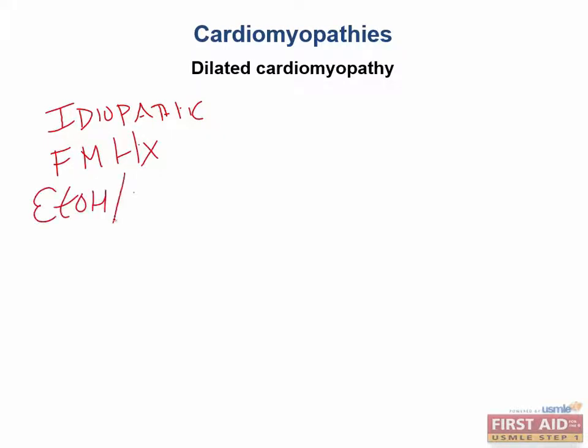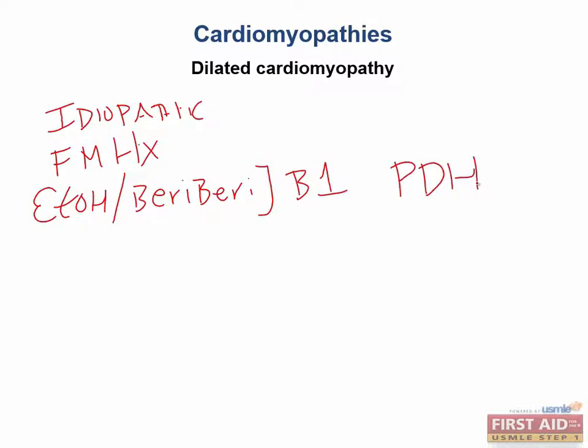Alcohol and wet beriberi both deprive the myocytes' mitochondria of vitamin B1, thiamine. We know this is crucial as a cofactor in the function of pyruvate dehydrogenase. Without thiamine or B1, you cannot make sufficient ATP because pyruvate dehydrogenase is not functioning. Without enough ATP to keep the myocytes contracting, we can get systolic dysfunction.